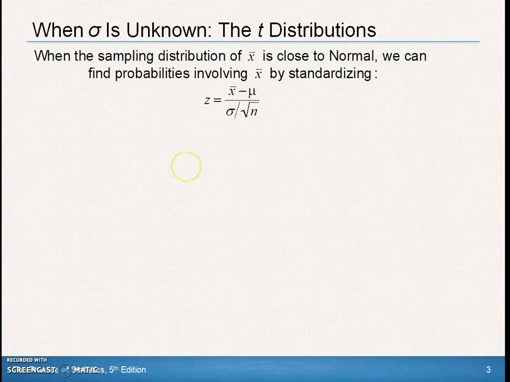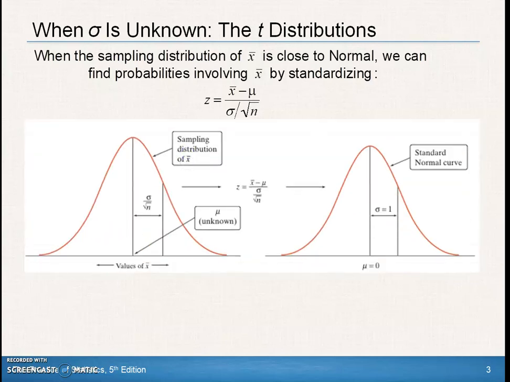So when sampling distributions are close to normal, we can find probabilities involving X bar by standardizing. That's the z-score. Z equals X bar minus mu over sigma. But we have to divide by the square root of n, remember, because of the central limit theorem. So it's really divided by sigma over the square root of n. So we get the values of X bar on the left, and this is someplace besides 0 on the right, the standard normal curve.